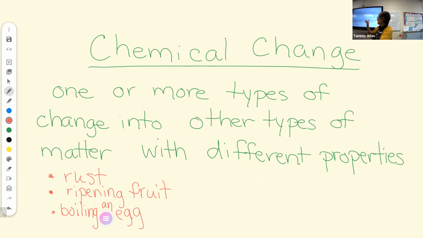Okay, so we worked on chemical change today. All right? We've had physical change and we worked on chemical change today. You've got some time now. Go into your Quizlet and work on your vocabulary.